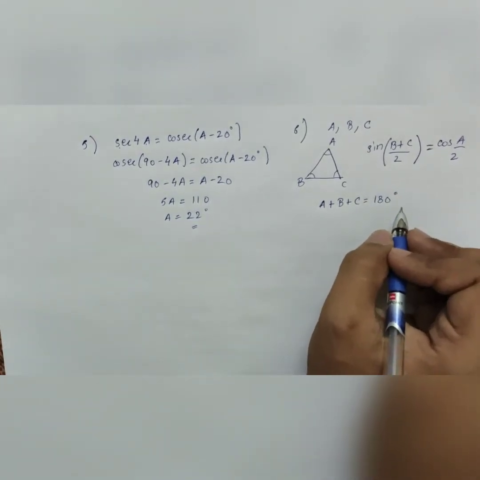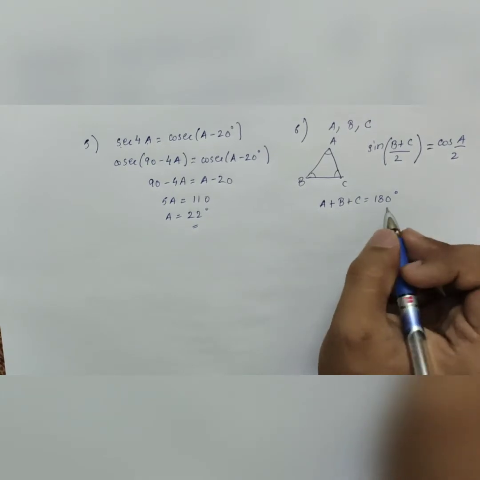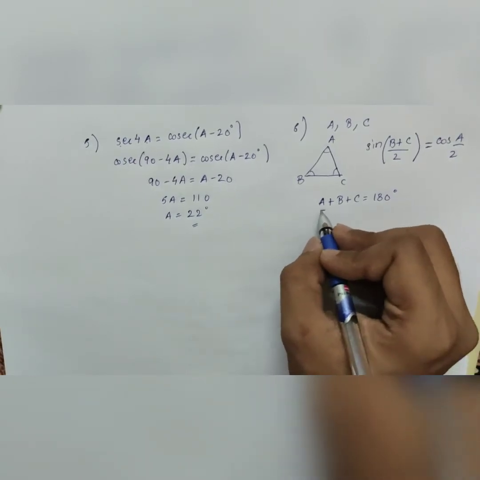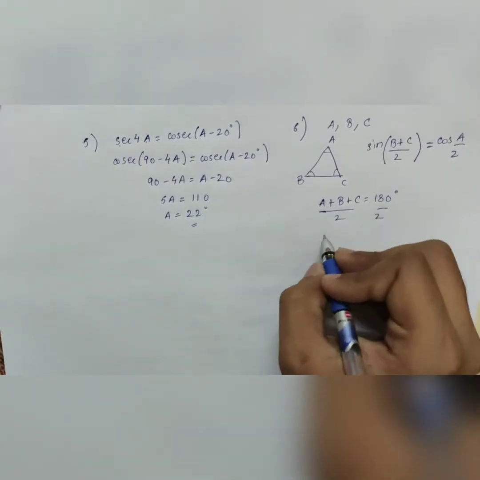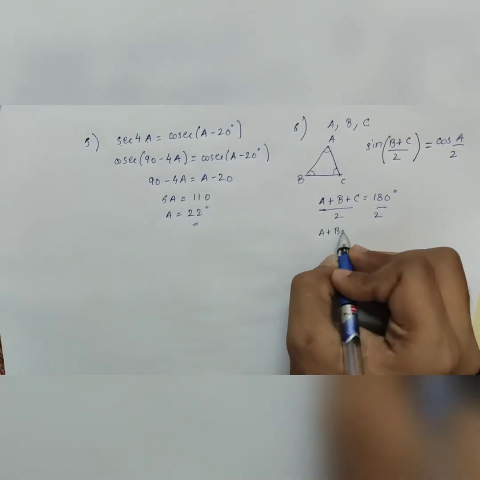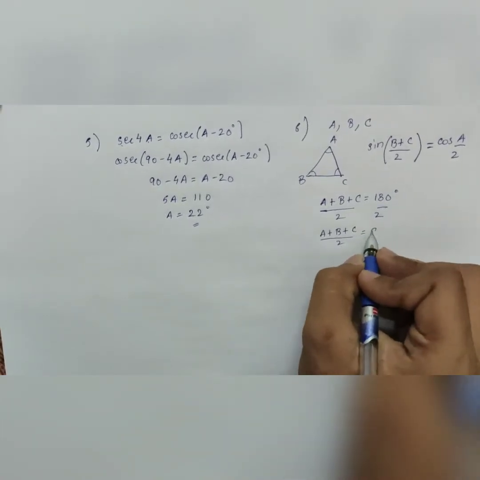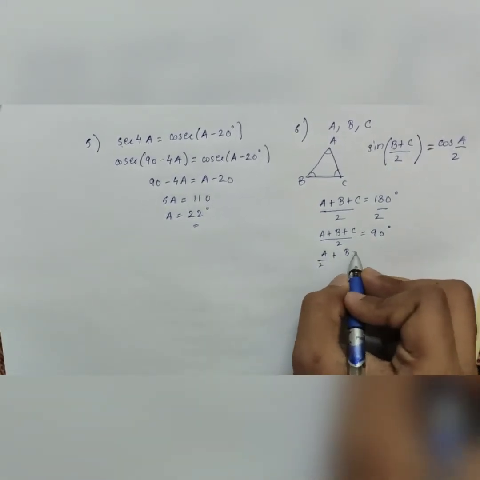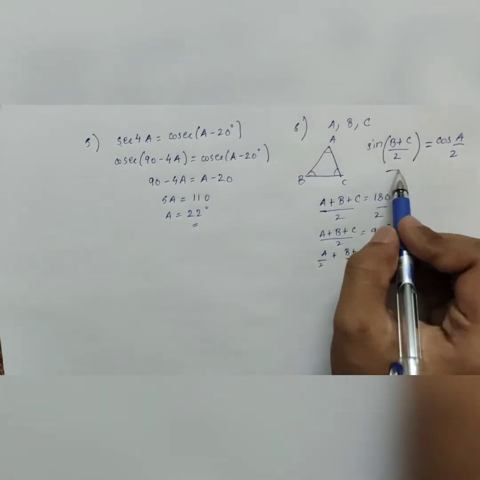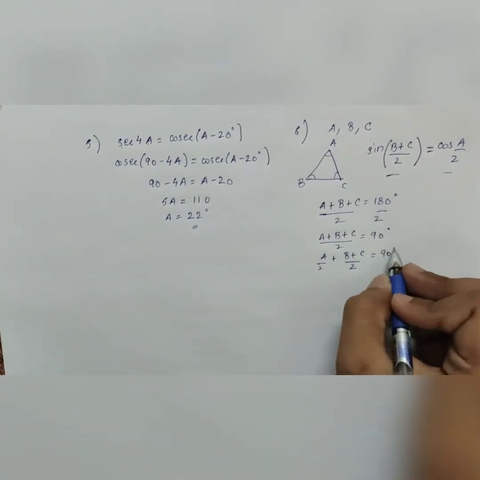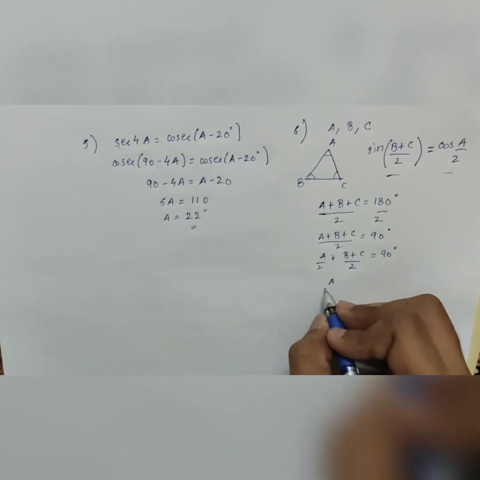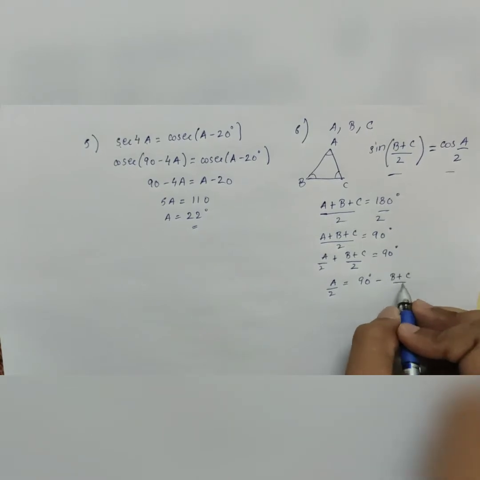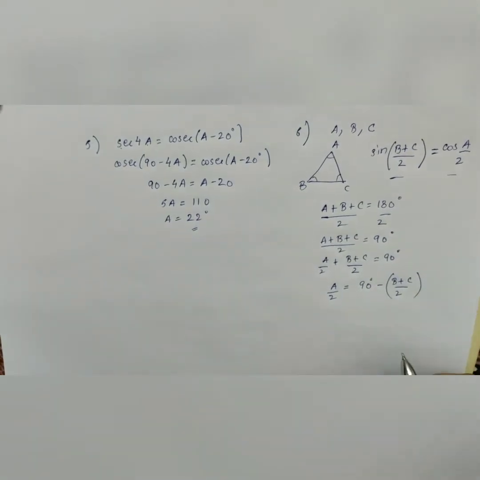This is one of the properties of a triangle that you must have been taught in your lower classes. So just divide by 2 on both sides. So we will get (A plus B plus C) by 2 is equal to 90 degree. Or you can write it as A by 2 plus (B plus C) by 2, in order to get it in this form, is equal to 90 degree. Or A by 2 is equal to 90 degree minus (B plus C) by 2. So this is what we have got.